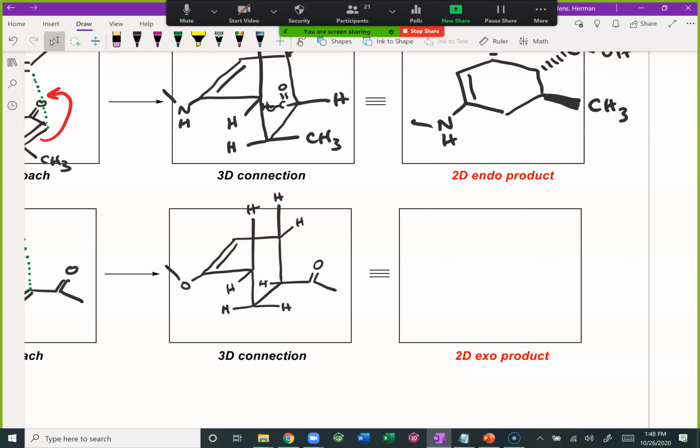All right, so let's do the final 2D. 2D means two-dimensional. 3D, this looks 3D, so the 3D connection is three-dimensional.